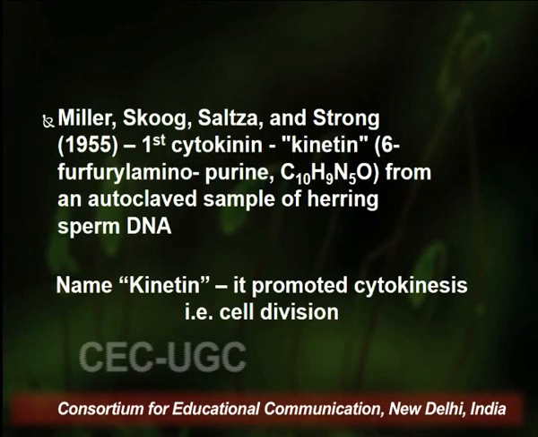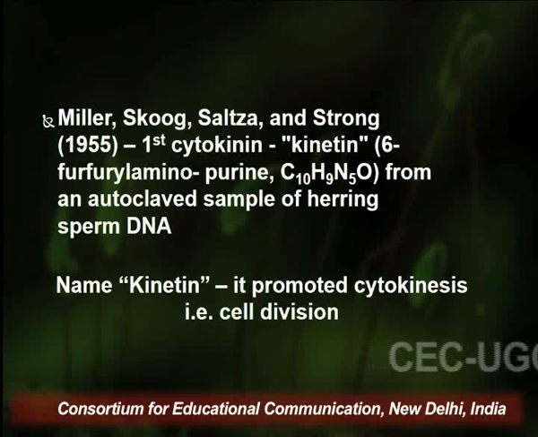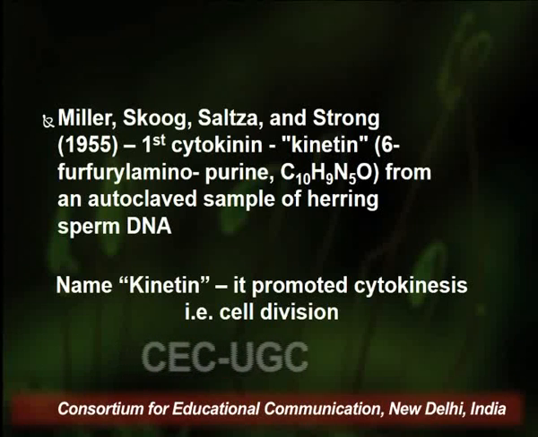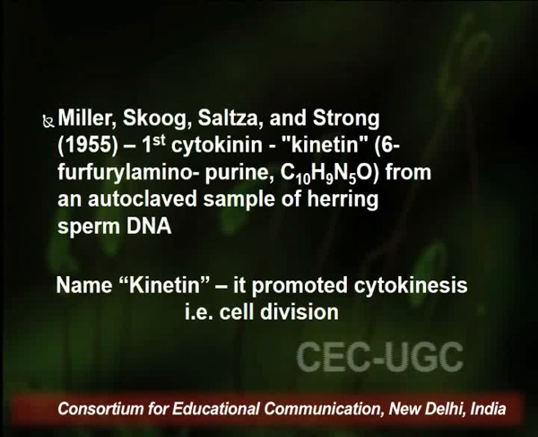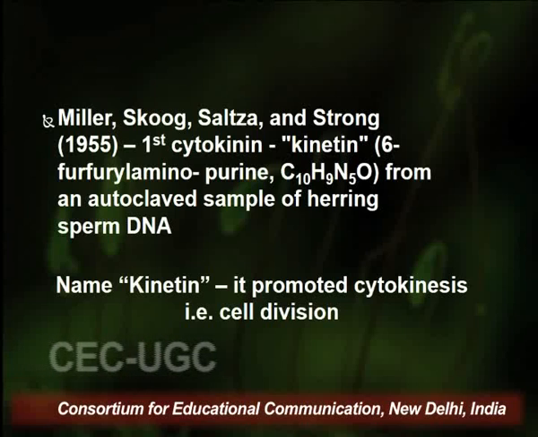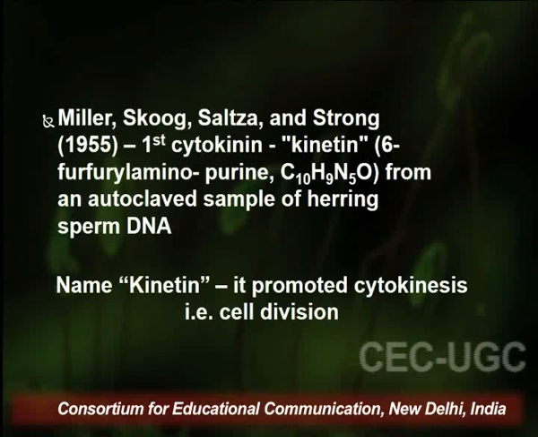But it was Miller, Skoog, Salas and Strong in 1955 who were first able to identify the first cytokinin, and they named this compound kinetin, chemically 6-furfurylaminopurine. The name kinetin was given because this compound was found to induce cytokinesis, that is cell division. And they isolated this compound from an autoclaved sample of herring sperm DNA.